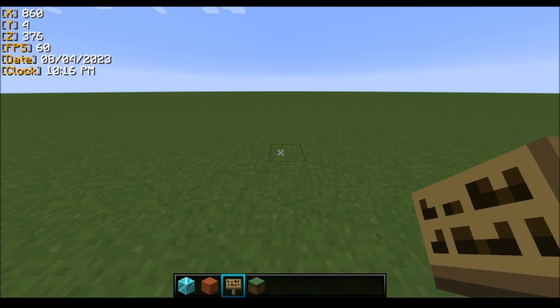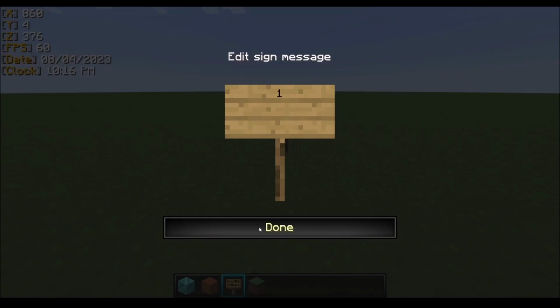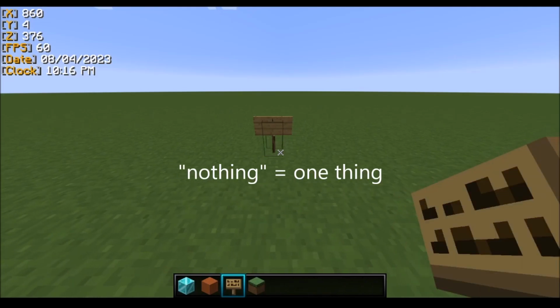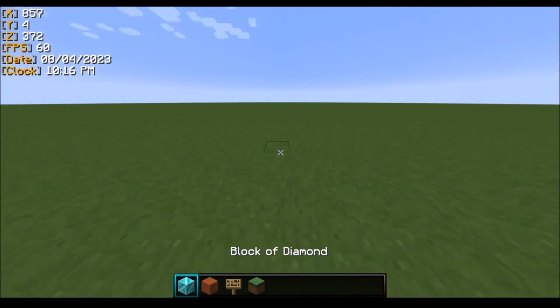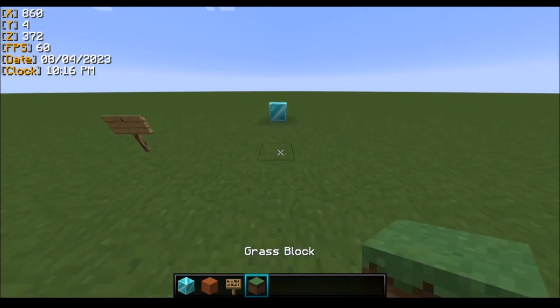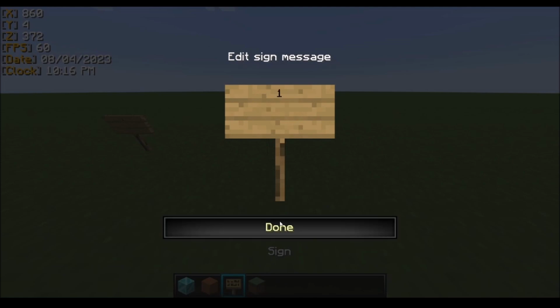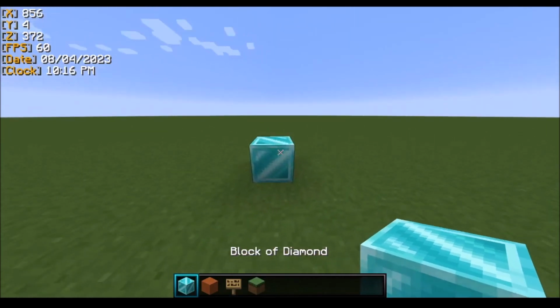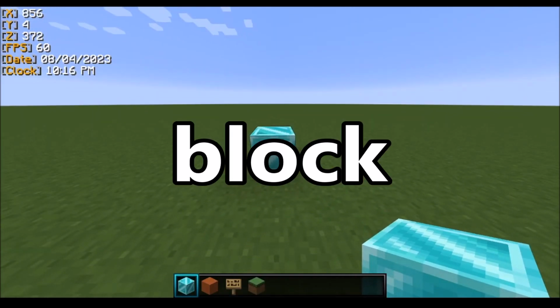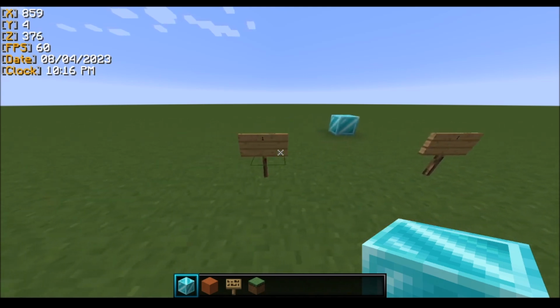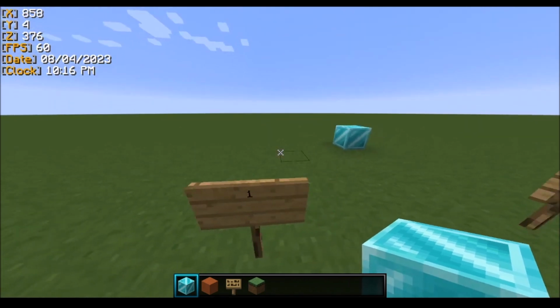If we have 0 things, then we have 1 thing. If instead we have 1 thing, then we have 1 thing. We're going to call this thing a block. So in our first case, we have 0 blocks.